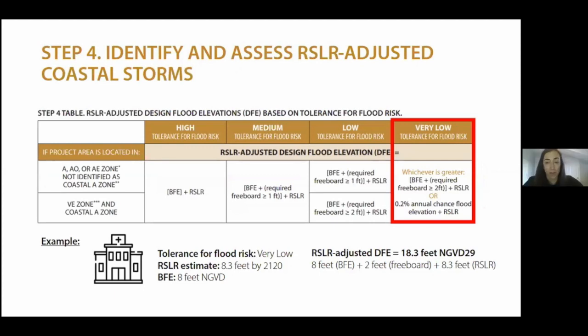So I can respond to that question, Abigail. That 18.3 feet actually incorporates BFE. So that's the total elevation to which the guidance recommends the hospital should be built to. So it's not above base flood elevation. It's 18.3 feet NGVD 29, which is the reference datum on our current floodplain maps. So to answer the specific question, it's not above base flood elevation. It actually incorporates the base flood elevation into that total design flood elevation.